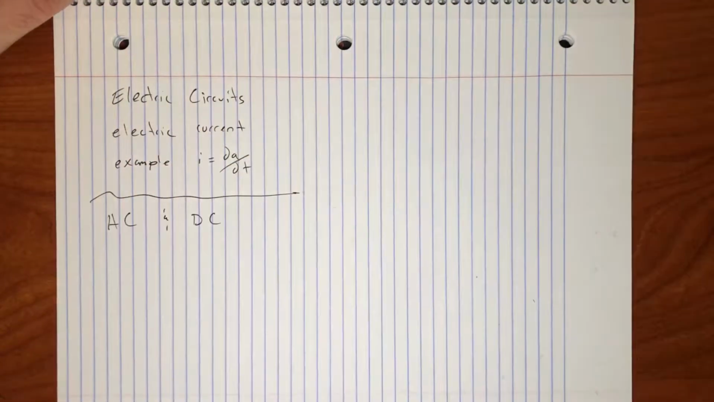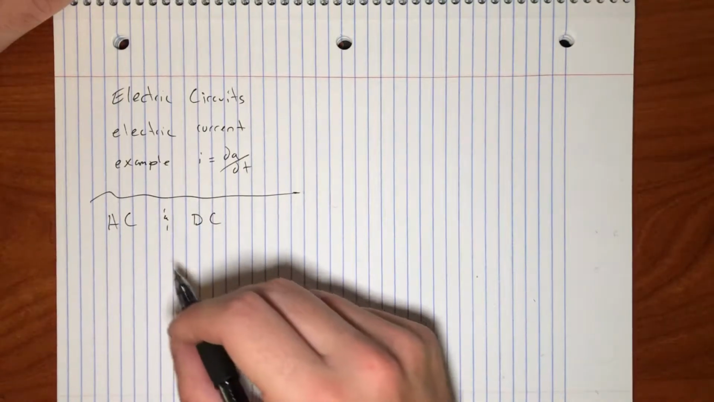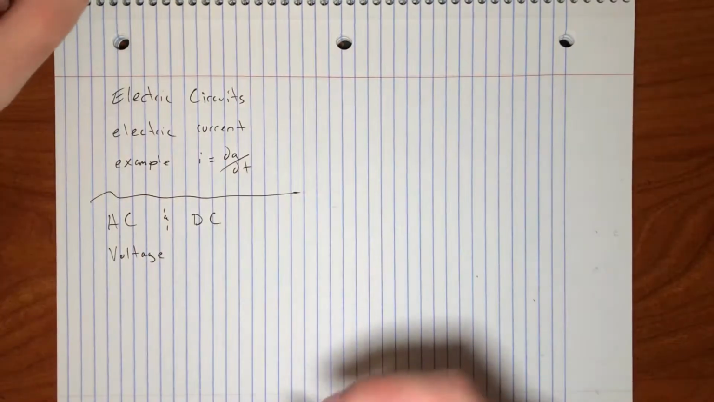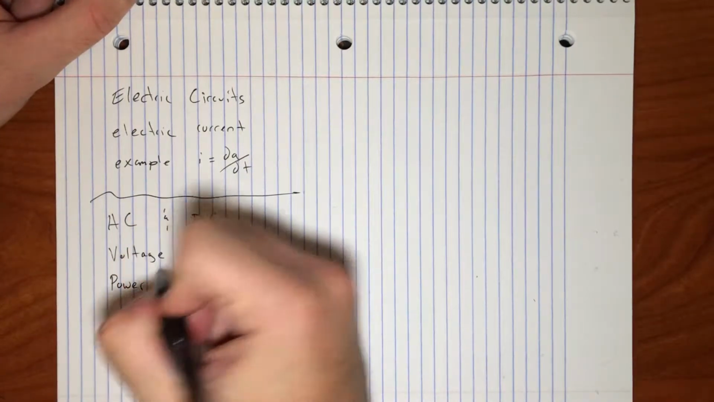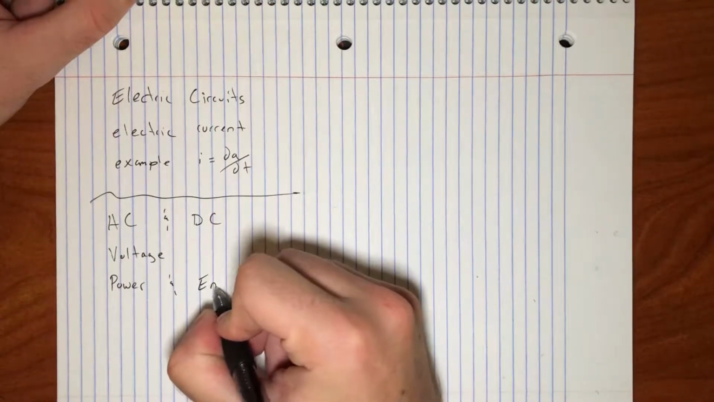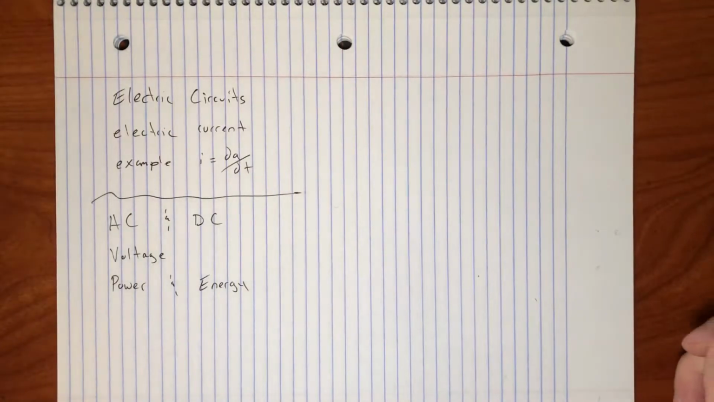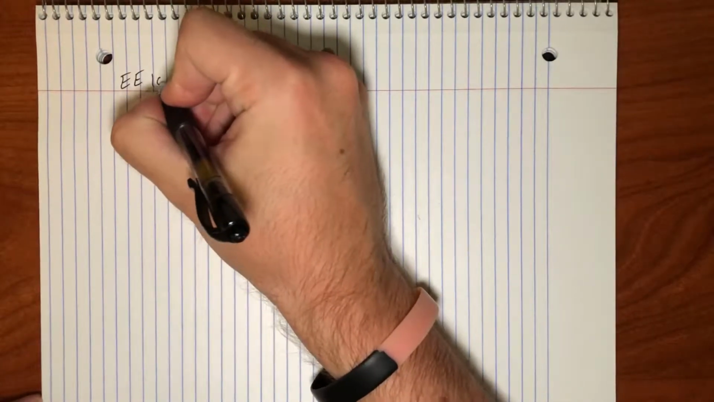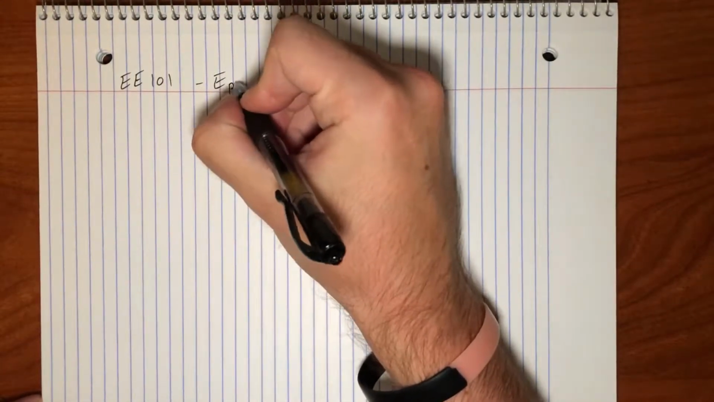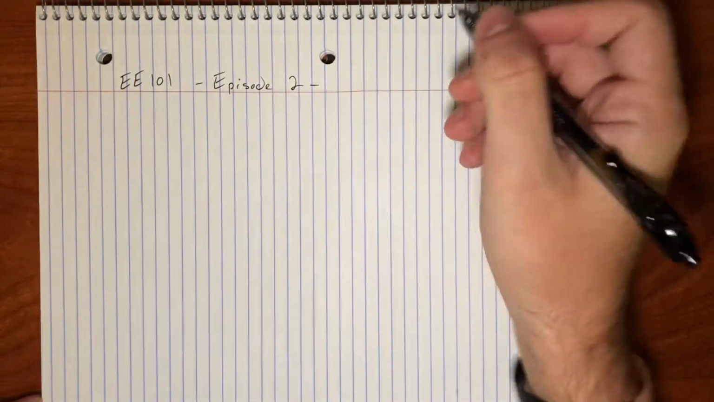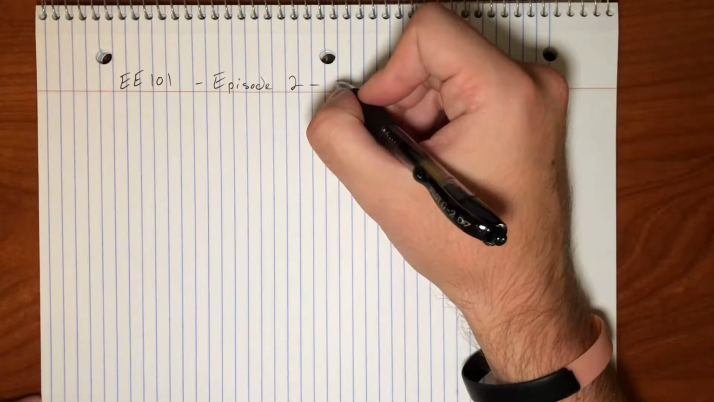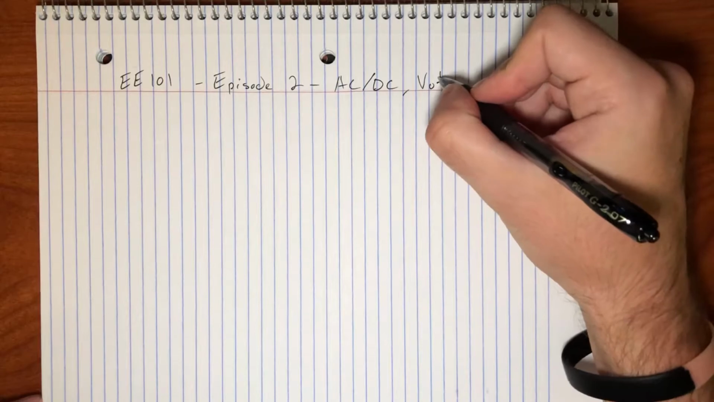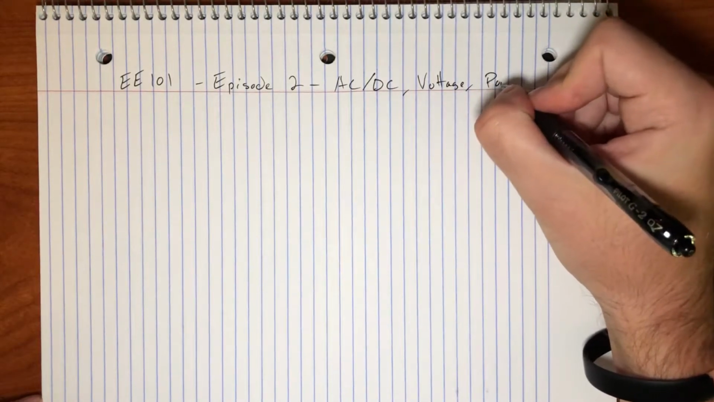But today, I'm going to talk a little bit about AC and DC. I'm going to talk about the concept of voltage. And if there's time, I'll introduce power and energy. All right, let's call this EE 101, episode 2, AC/DC, voltage, and power.